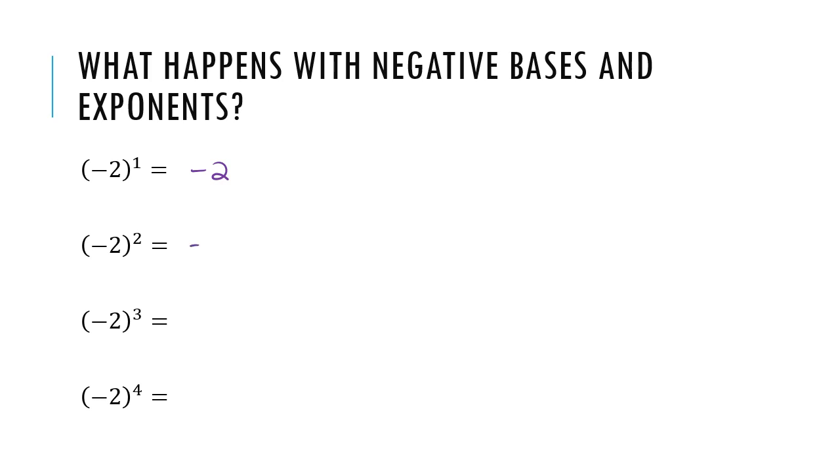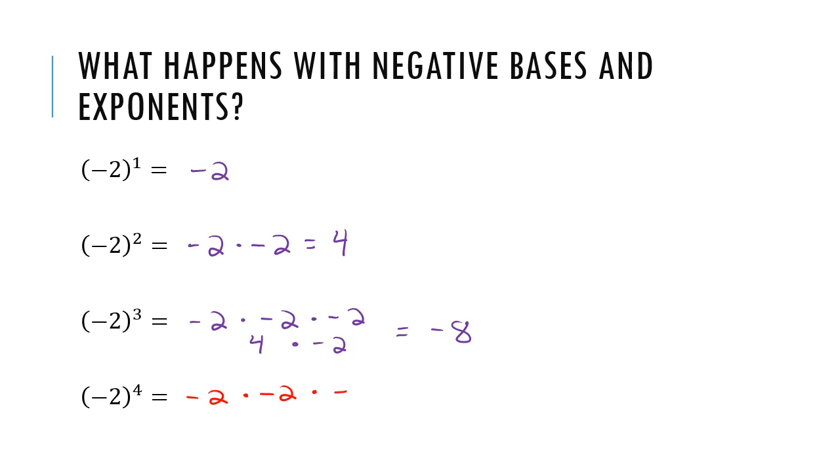But negative 2 to the second power means negative 2 times negative 2, which is 4. Then we have negative 2 times negative 2 times negative 2 for our next one. Negative 2 times negative 2 is positive 4, times negative 2 is negative 8. For negative 2 to the fourth, we have negative 2 times negative 2 times negative 2 times negative 2. Negative 2 times negative 2 is 4, and again it's 4, so 4 times 4 is 16.